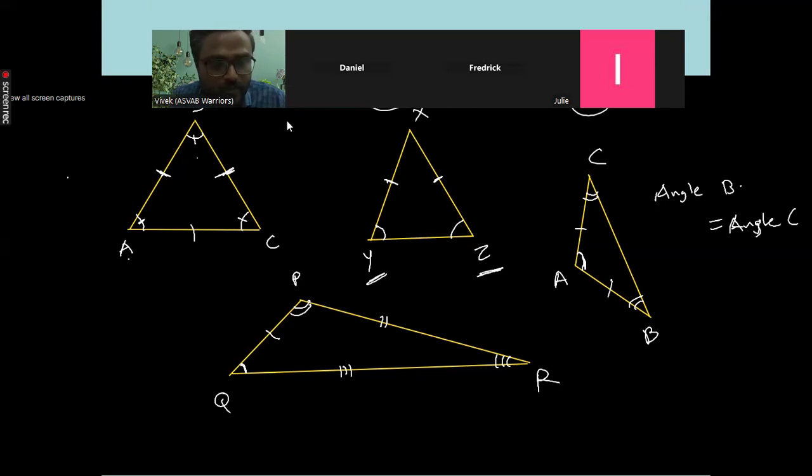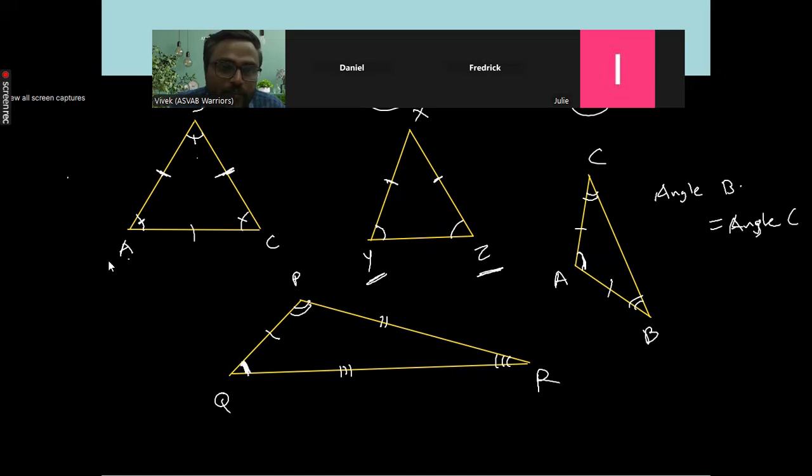Okay, Jacob says, can you explain PQR again? Okay, buddy, no problem at all. Frederick understood it. So, Jacob, now let's say, if you want me to explain PQR, now here there is a single arc for angle Q.